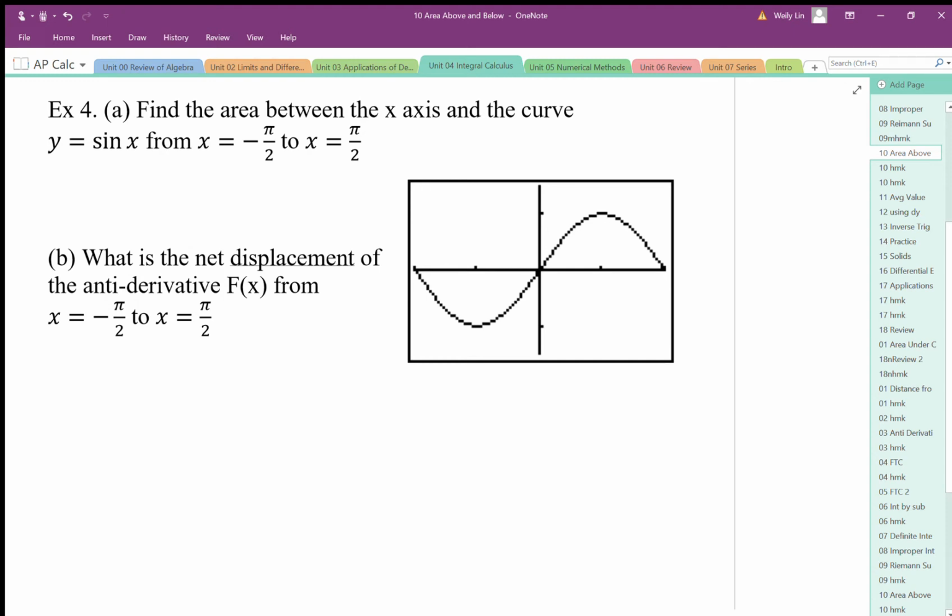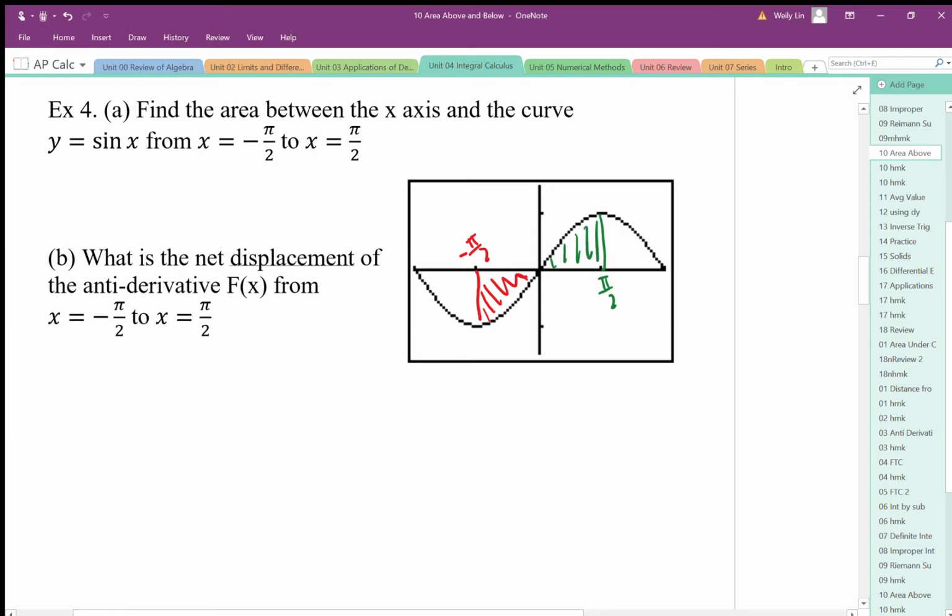So this next example is a little bit better for the area above and below the curve. It's a sine function above and below. Okay, so we can take a look at it, and just visually inspecting this, we can see that the area below, from negative pi over 2, would be that area there, and the area from 0 to pi over 2 here is going to be above the x-axis.